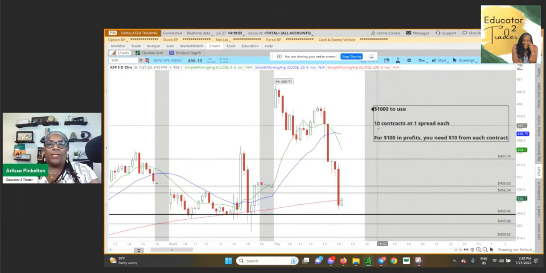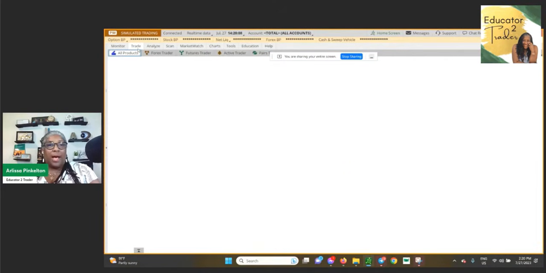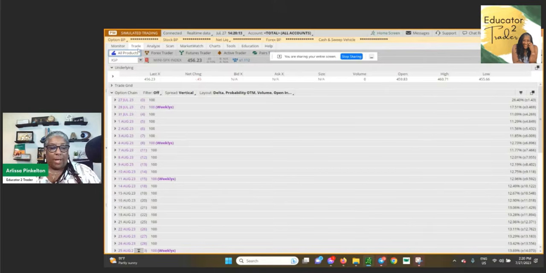Okay. So 10 contracts, one spread each. That's $1,000 of collateral that will be required. You should take in at least $10 in premiums. Okay, let's go to the option chain now. Use our probability OTM. There's a couple of ways you can decide that you want to enter.